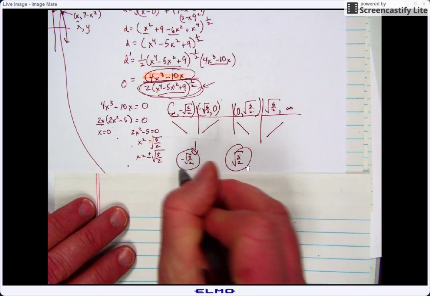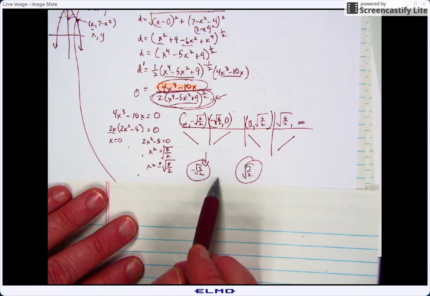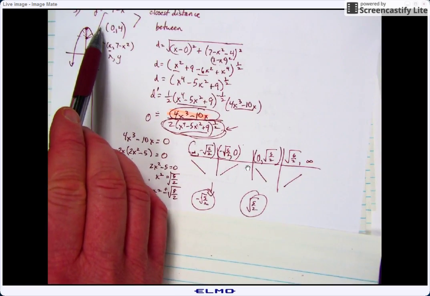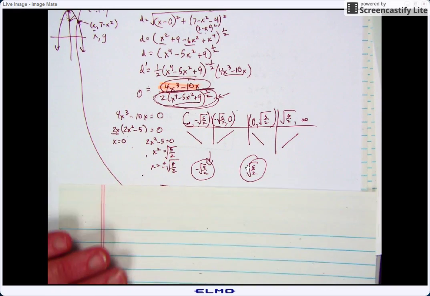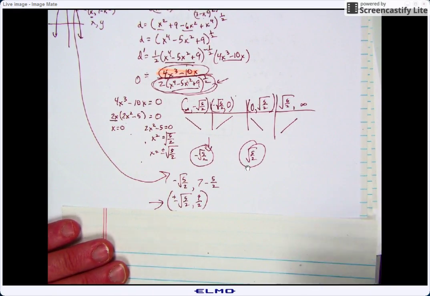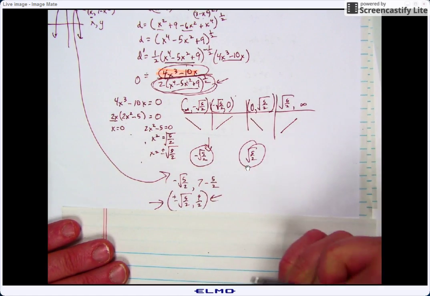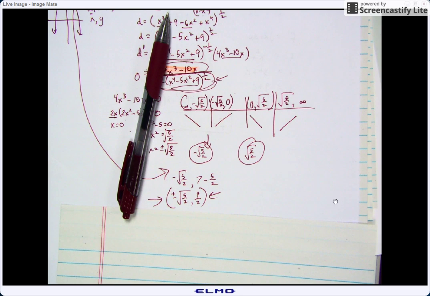Since these are mins, the last part of the question is to plug in to find the y coordinates. So back up here, plug into the original equation. 7 minus radical 5/2 squared is the same as 7 minus 5/2. So both of these are at the same place, somewhere over off to the side there. Hopefully this time it works.